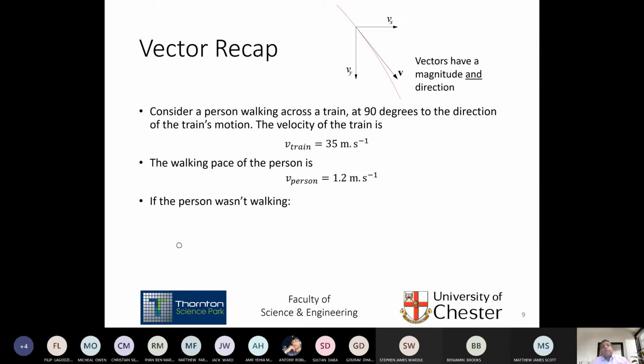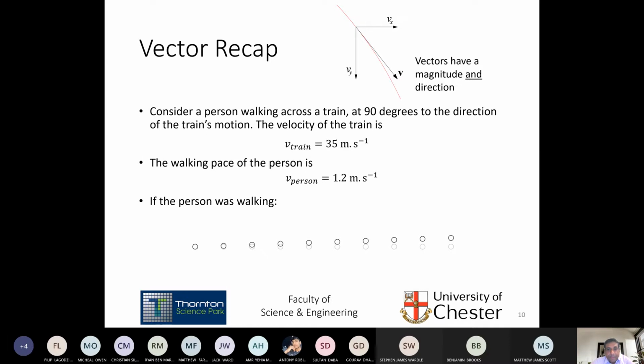Now consider the person walking across the train at 90 degrees to the direction of the train's motion. We know that the velocity of the train is 35 meters per second, and the person has a similar speed at which he's walking, but his direction is perpendicular to the train's motion. So if the person wasn't walking, he would look from outside to be along these dots which you saw on screen, to be walking in a straight line. But since he is walking and he is walking perpendicular, when you look at him, he will be walking at a slight angle to the horizontal.